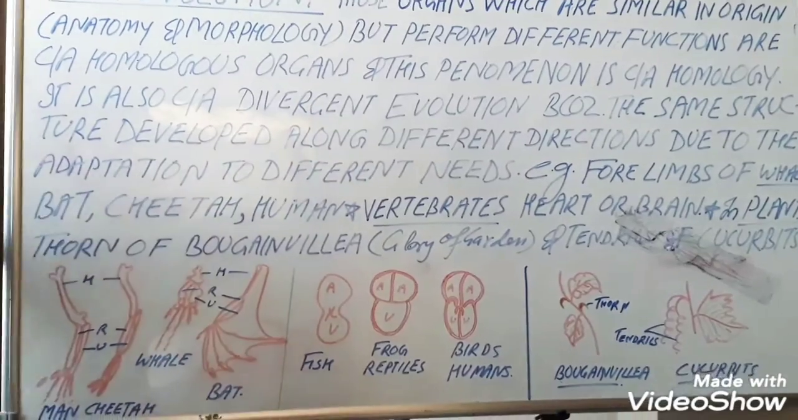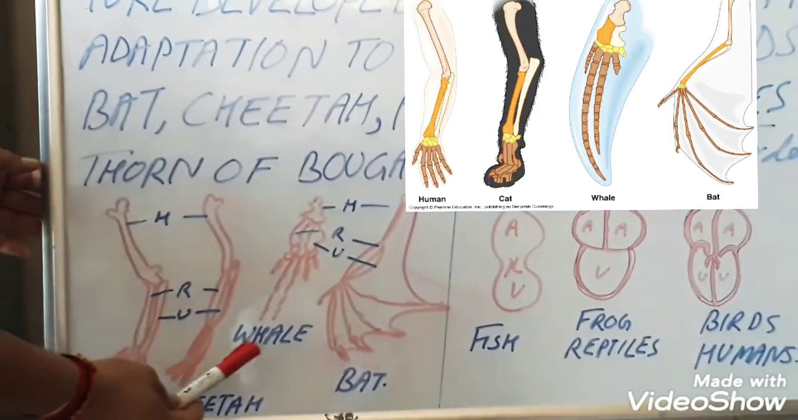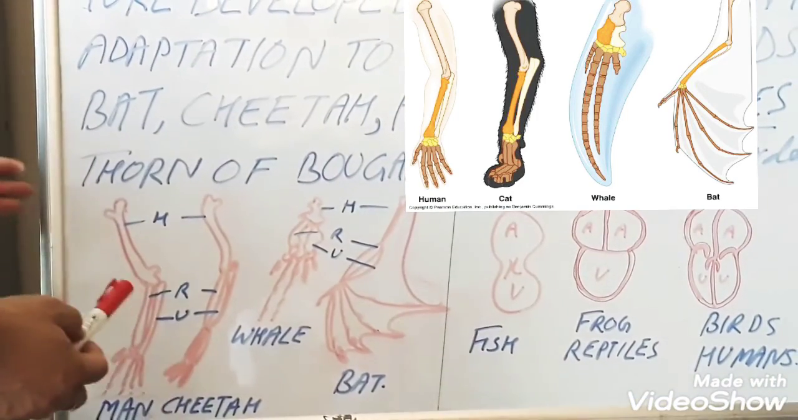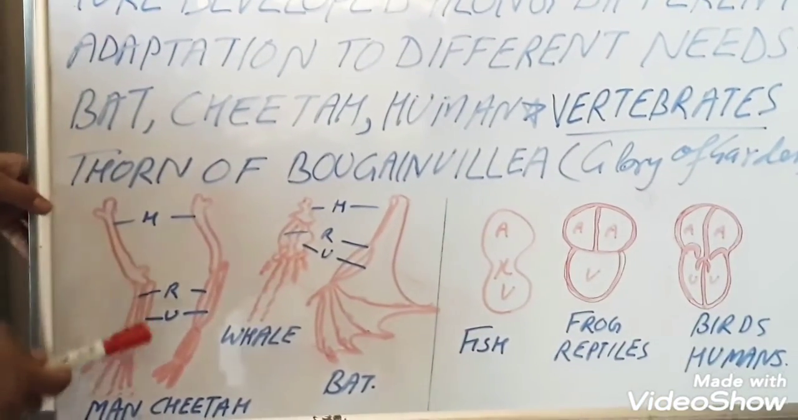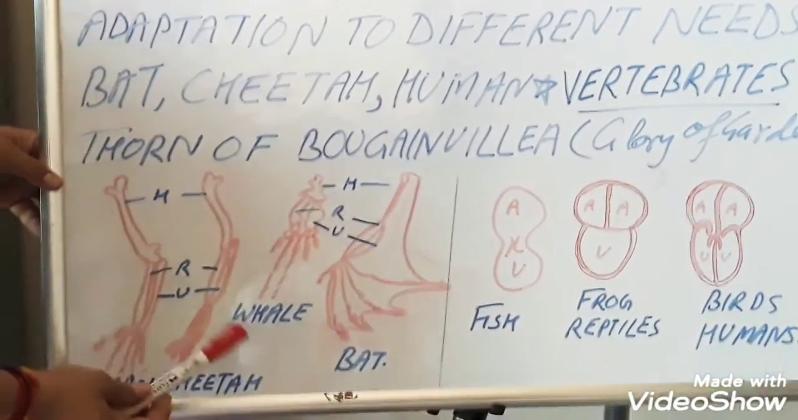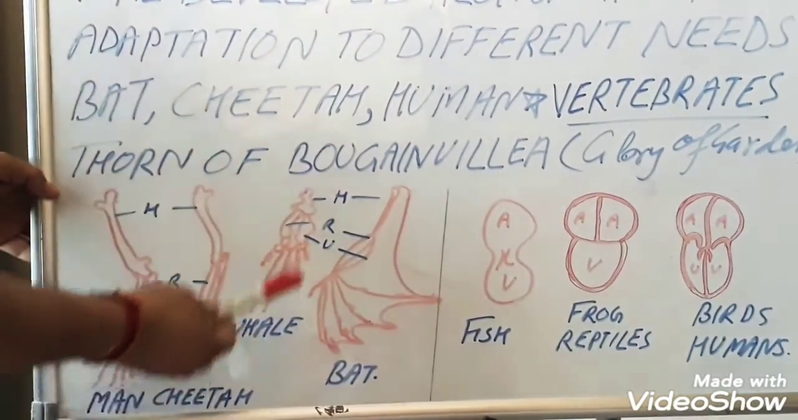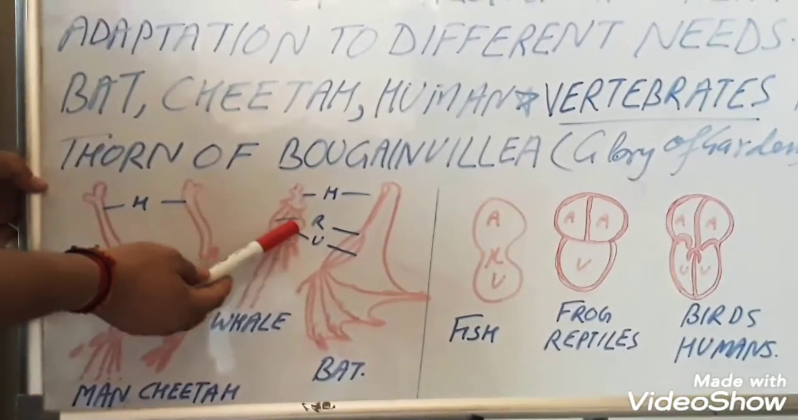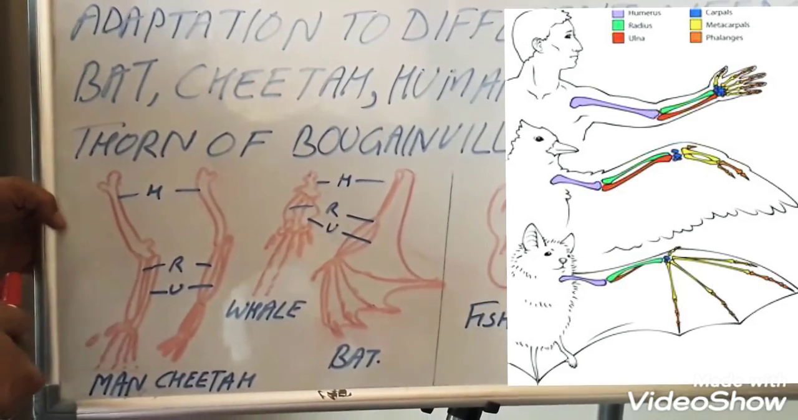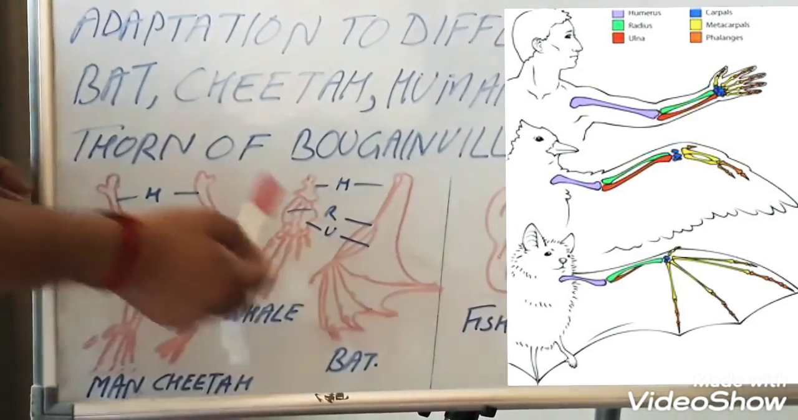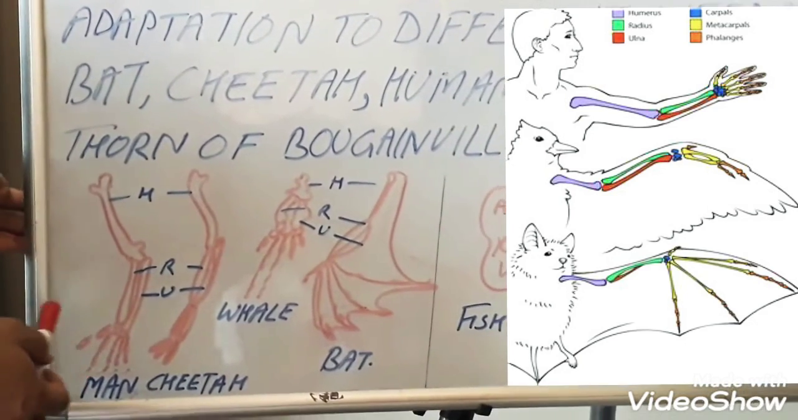For example, first of all, forelimbs of man, cheetah, whale and bat, because forelimbs of all these vertebrate animals are made up of the upper bone humerus, and lower bones radius and ulna. Humerus, radius and ulna. And in whales, upper bone humerus, radius, ulna. In bat also humerus, radius, ulna. Morphologically and anatomically, all these organs are similar, but they perform different functions due to adaptation.